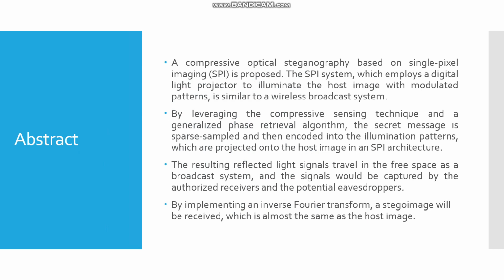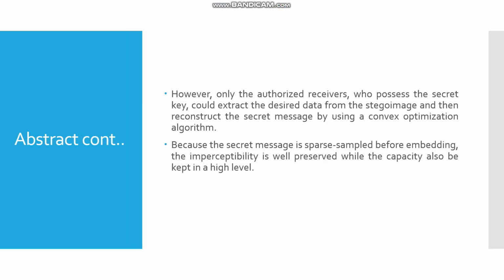architecture. The resulting reflected light signal travels in free space and can be detected by anyone, but it cannot be accessed by anyone because it has a series of keys which are not available to the eavesdropper or the attackers. By implementing the inverse Fourier transform, we get the stego image, or the hidden image or the modified image, and it can be received as the host image.